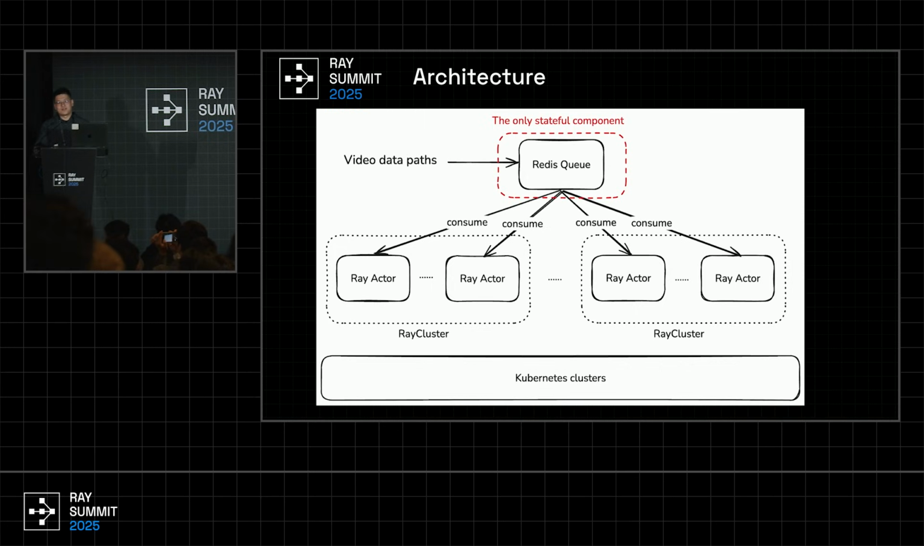So next, we will talk about how we scale up our current operations, for example, from 1,000 to 1 million or even more. So this is our diagram. It looks quite simple.